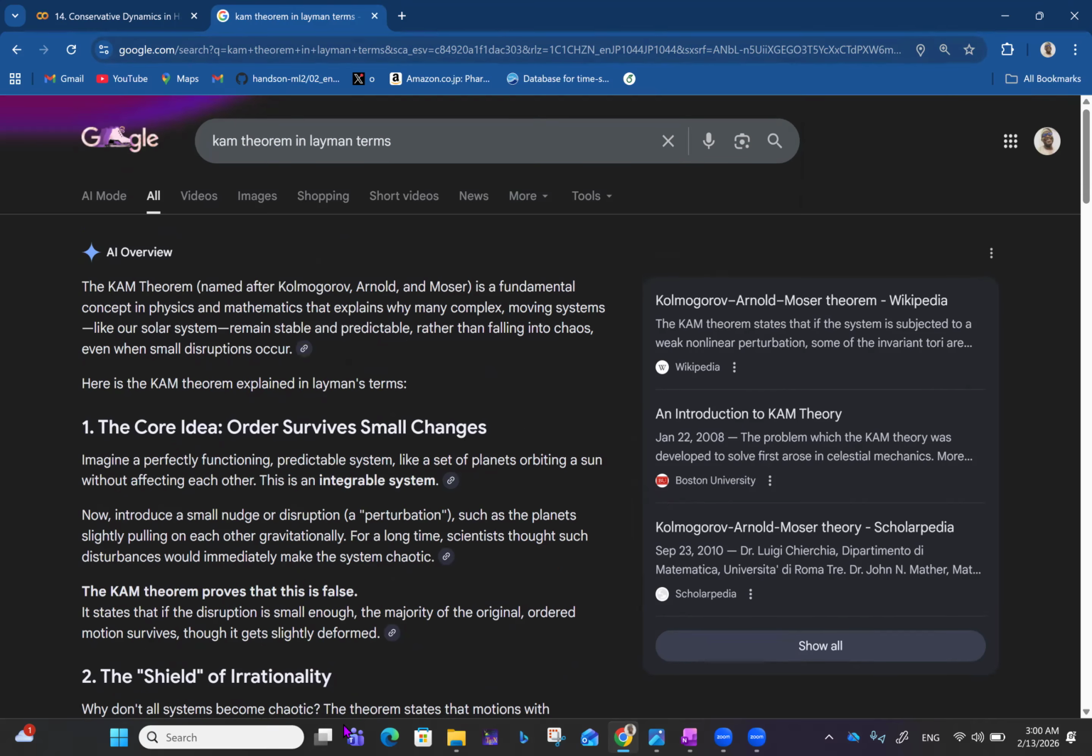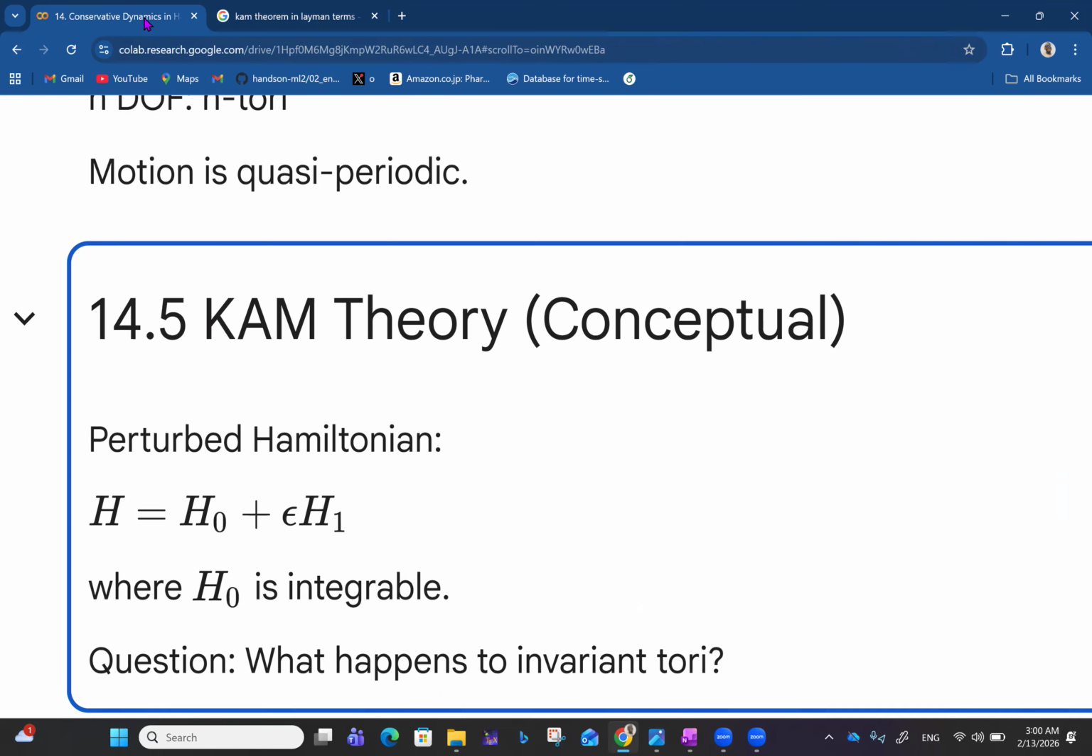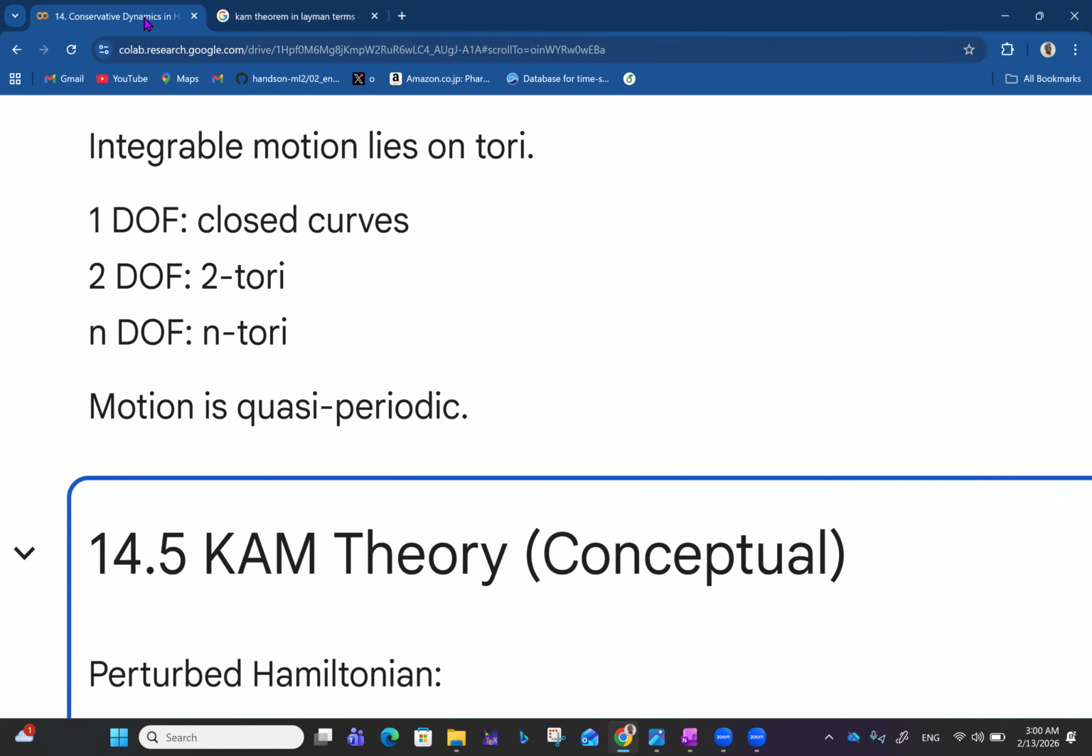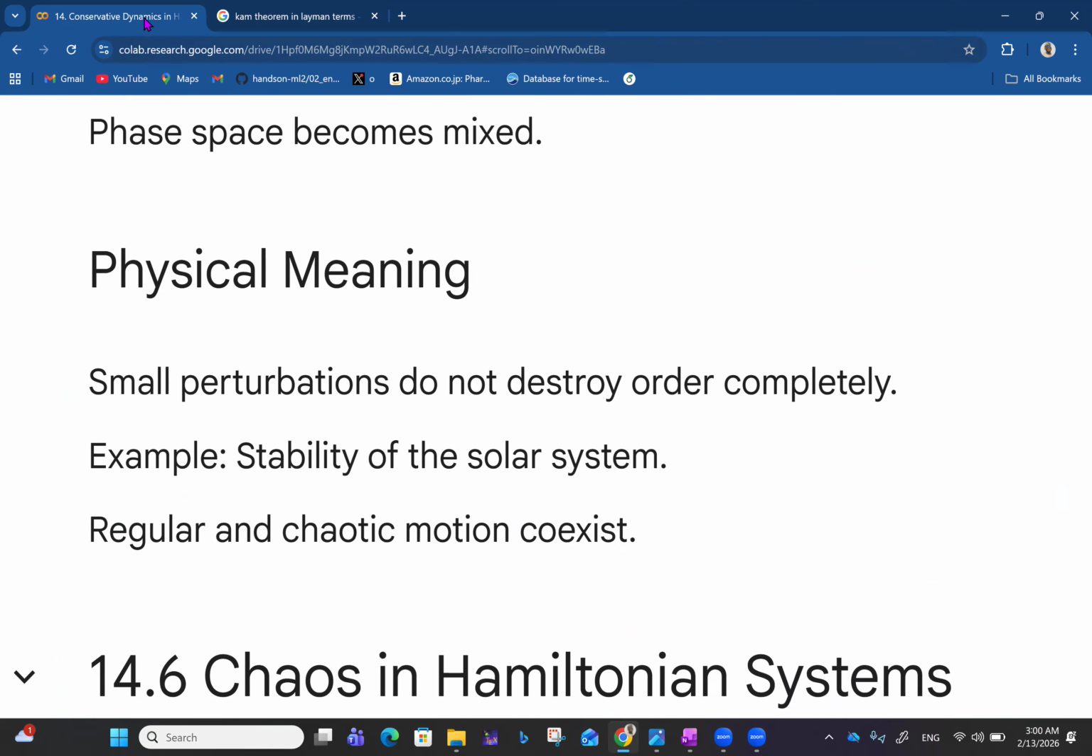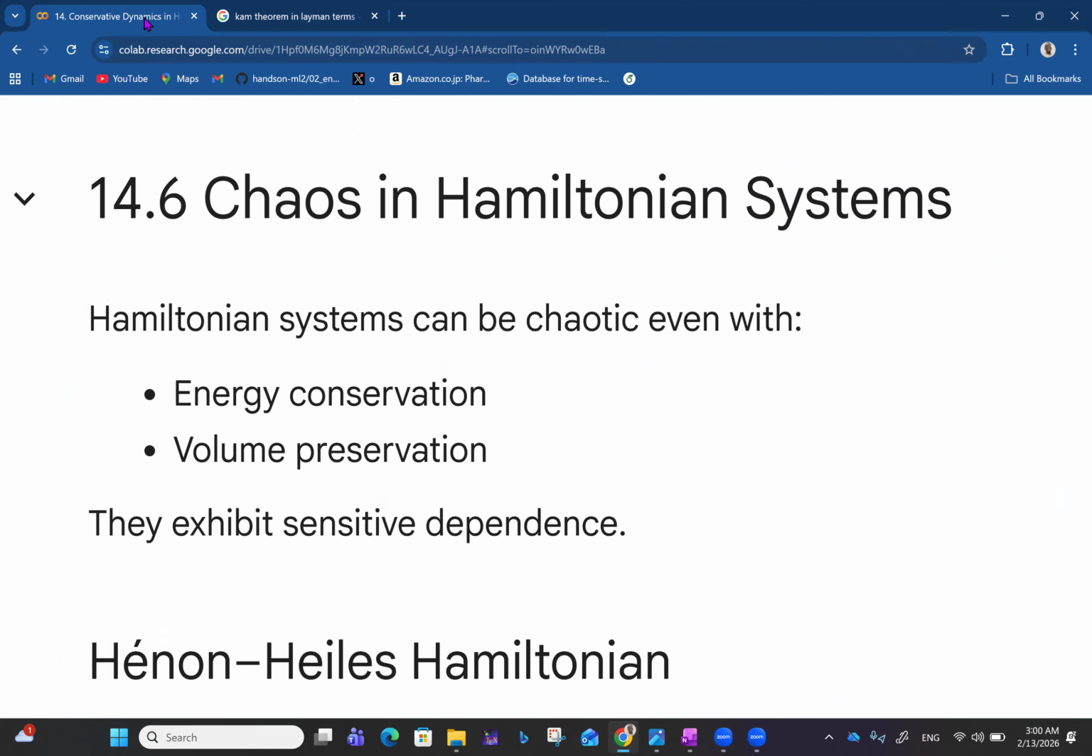The summary is that complex systems like our solar system remain stable and predictable rather than falling into chaos, even when there is small disruption. So that's what we've been saying. An integrable system, seen from this perspective, means everything can work together, though they have some impact on each other once in a while. It doesn't actually cause any problem.